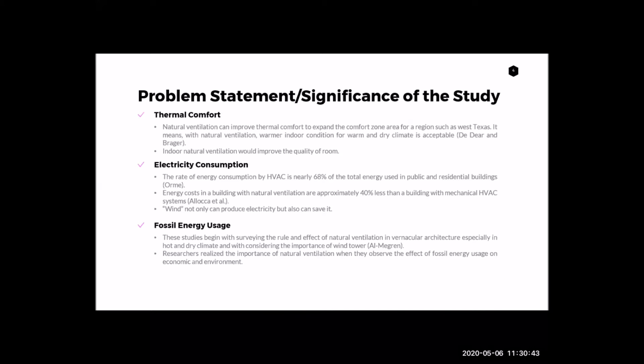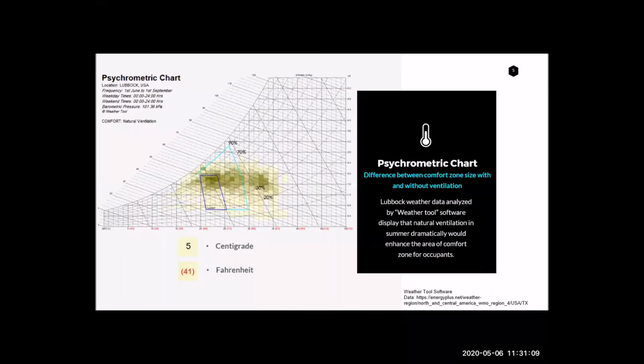Studies have shown that natural ventilation reduces fossil fuel consumption because it is a passive system that doesn't require electrical energy. These studies have also focused on vernacular architecture, especially in hot and dry climates that utilize natural ventilation for ventilation, cooling, and heating. This psychrometric chart for Lubbock weather, where our case study was located, displays that natural ventilation in summer would dramatically enhance the area of the comfort zone for occupants.